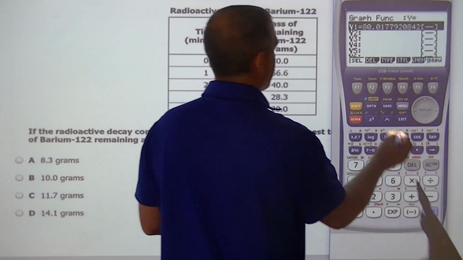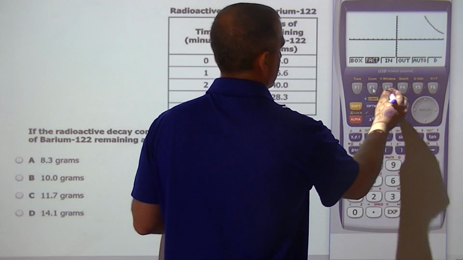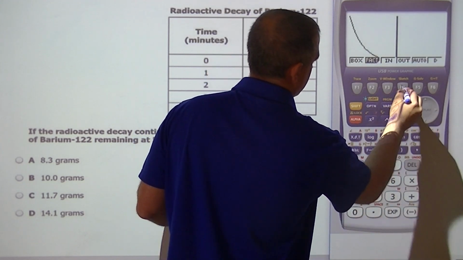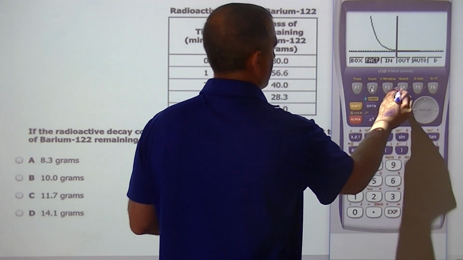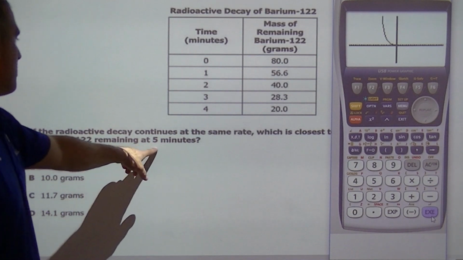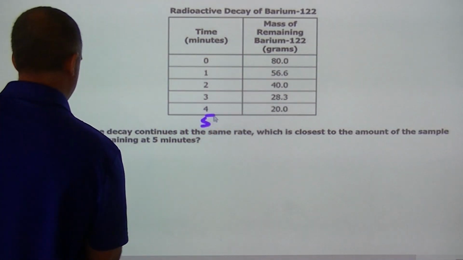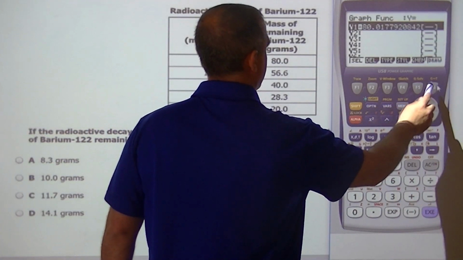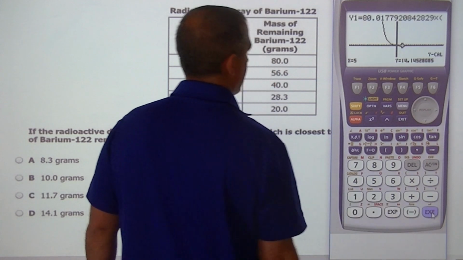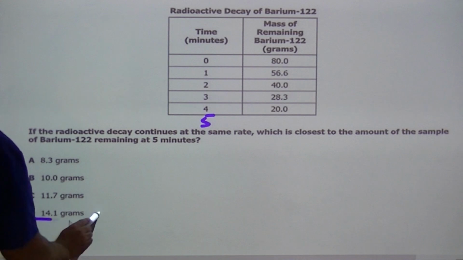All right, now I'm going to go back into the graph. I have to hit Select, then I hit Draw. I'm going to zoom out of it, then I'm going to zoom out, Execute. Zoom out, Execute. Now, what they want to know is where will it be in 5 minutes. So 5 minutes would be the X, they want me to find the Y. So GSolve, YCal, and I would put the 5 in there. I get 14.14, which would be clearly, that would be the best answer.